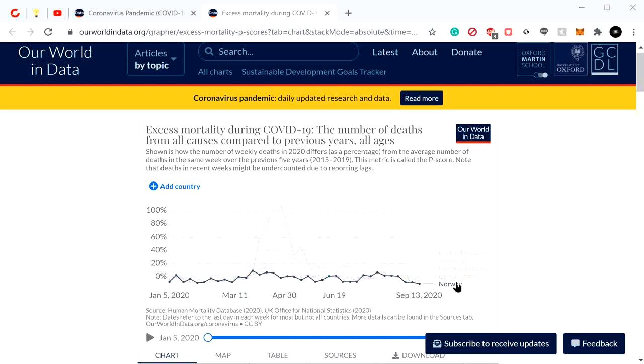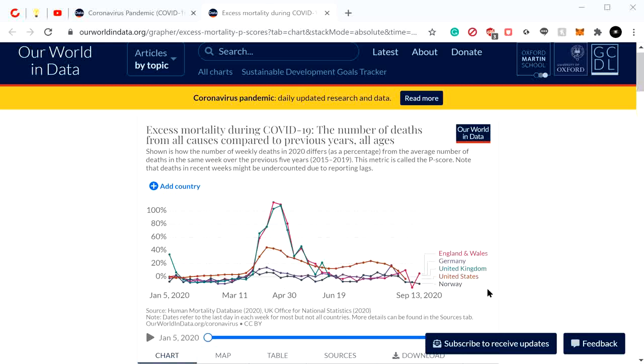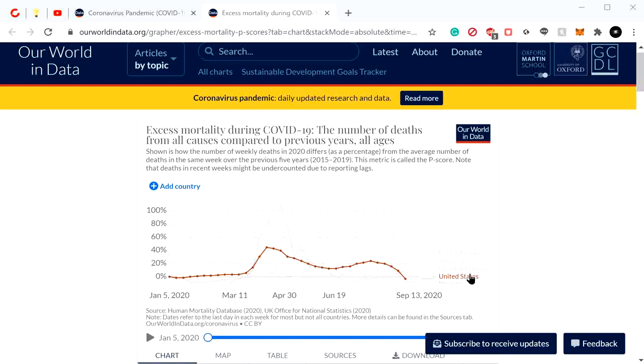Then there's Norway, and Norway was very similar to Germany. They did have a little bit of increase here and there, but for the most part, it seems like they did really well with the coronavirus. And then you can see with those, I showed those four in particular because it's kind of the two extremes, with England and Wales, United Kingdom being a huge increase in death, and then Norway and Germany having relatively no increase. But when we look at the United States, United States is kind of in the middle.